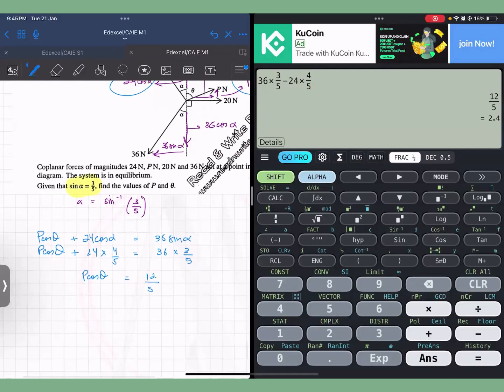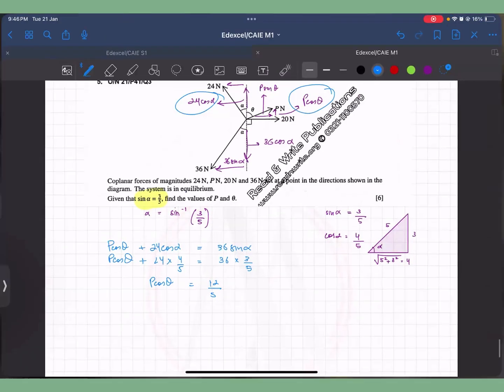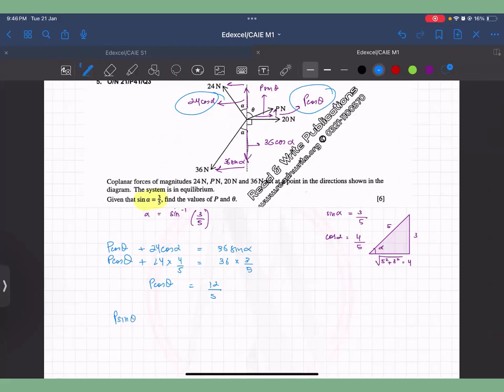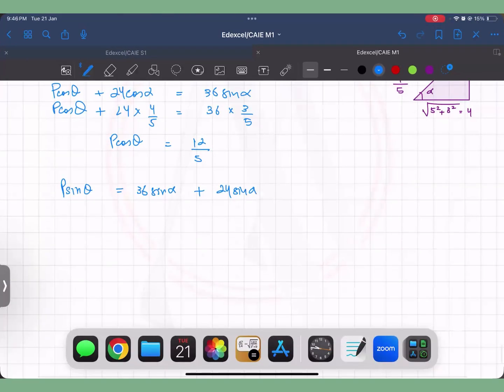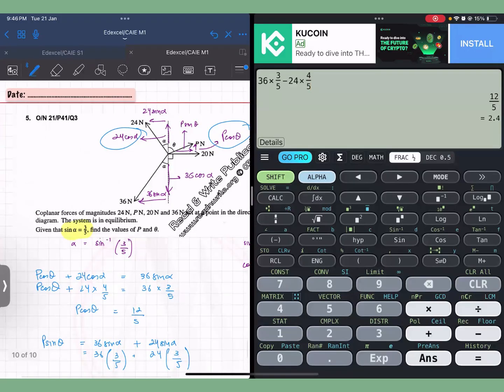Now the same thing you will do for horizontal forces. So horizontal forces to the right side, you just have one, which is P sine theta. And left side you have 36 sine alpha and 24 sine alpha. So you would add them up. 36 sine alpha is 3/5 plus 24 sine alpha 3/5. Wait a minute, I think I'm making a mistake.